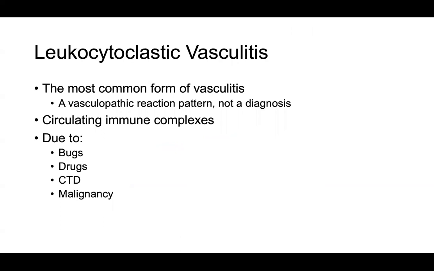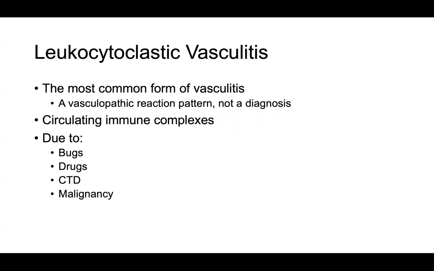As we mentioned, leukocytoclastic vasculitis, the most common form of vasculitis, is an umbrella term, because you have that reaction pattern. It's a vasculopathic reaction pattern. It's not a specific diagnosis. So people say, well, they have LCV. Clinically, they have palpable purpura, but on pathology, they have leukocytoclastic vasculitis. So when we say clinically it looks like LCV, what we're saying is that clinically it's palpable purpura.